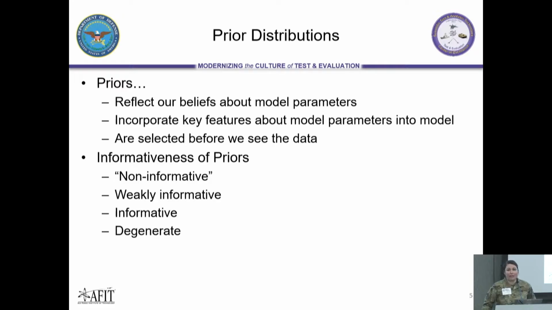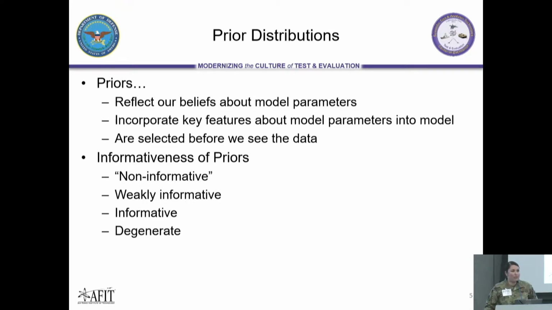And priors are going to be selected before we see the data. These are going to represent this continual idea of updating our beliefs. When we talk about the informativeness of priors, there are really 4 types of priors that we think about. These are classes of priors, if you will. And this is what we're focusing on in the beginning of this discussion.